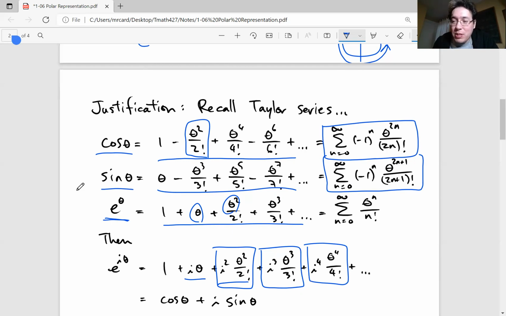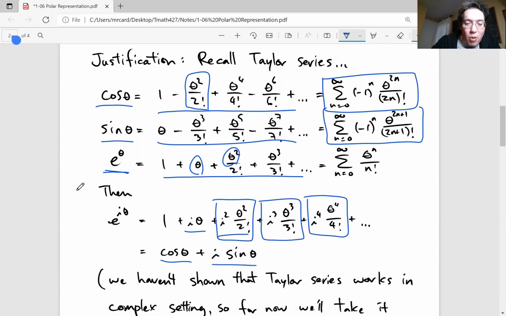So if you look at the powers of I, it looks like I, -1, -I, 1, I, -1, -I, 1, and it repeats after a cycle of 4. I hope that makes sense. All the even terms are going to be flipping between 1 and -1, and all the odd terms are flipping between I and -I, and so on.